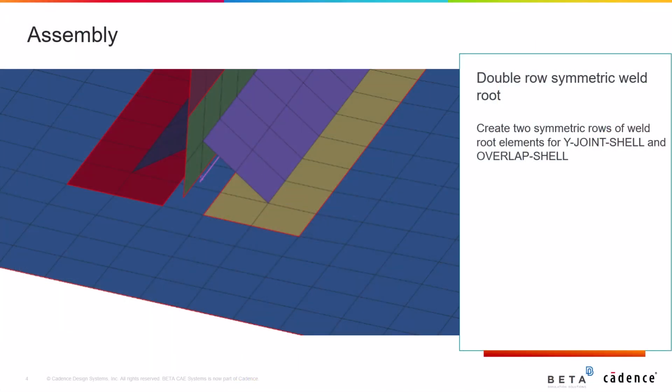Additionally, in the seam lines, it is now possible to create two symmetric rows of weld root shell elements for Y-joint shell and overlap shell FE representation types.